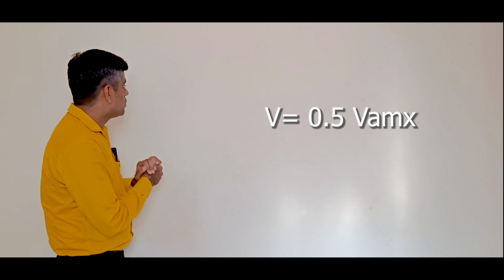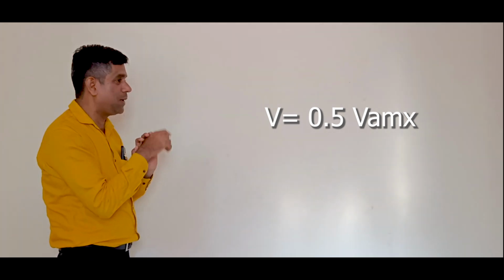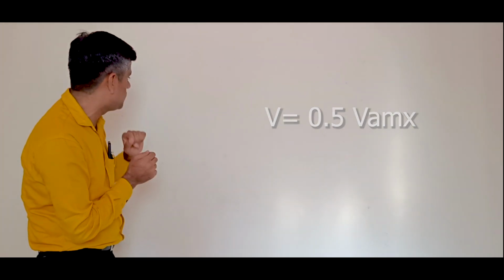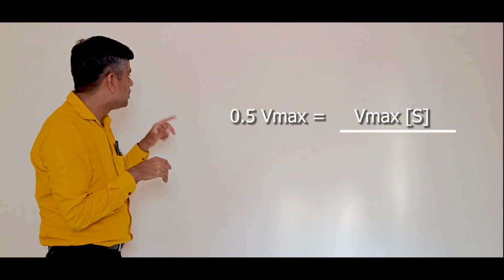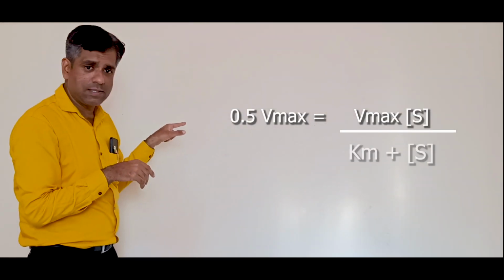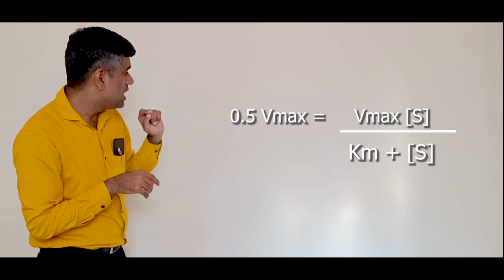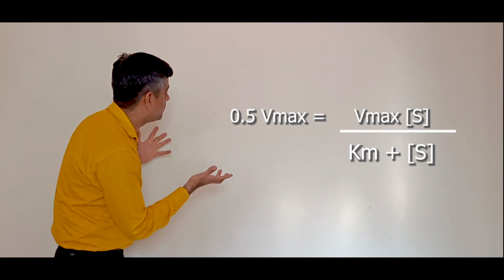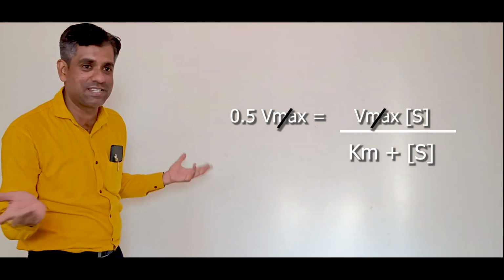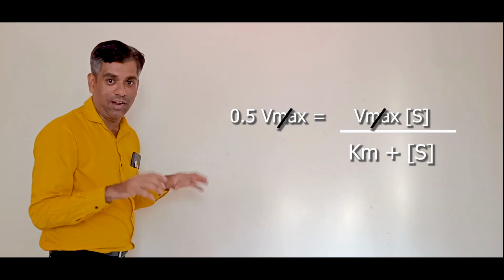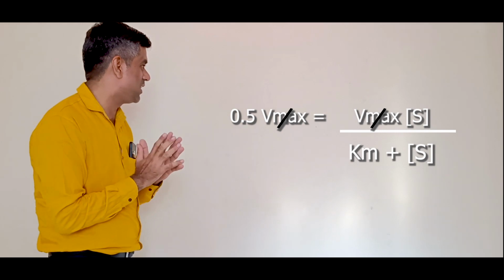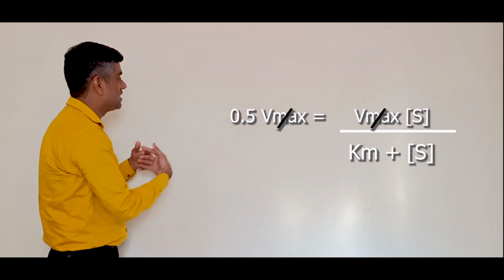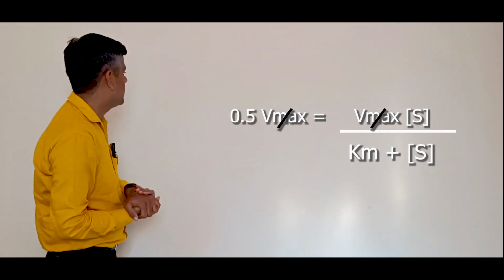Let me substitute here. My velocity V0 would be 0.5 Vmax, so let me replace V0 with 0.5 Vmax. So I have 0.5 Vmax is equal to Vmax into S upon Km plus S. Yes, Vmax gets cancelled out. Let us try to reduce the things, so we reduce the unnecessary, repetitive things. So Vmax got cancelled out.